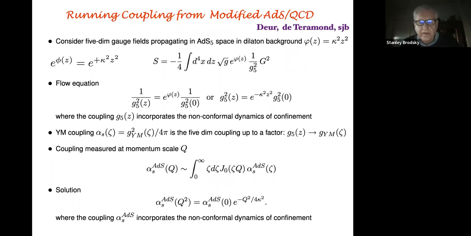One important thing, you can go back to the action in the fifth dimension with this extra e^(κ²z²), that gives you everything. And then that gives you, in fact, the running coupling as a function of z, e^(-κ²z²). When you translate that to our world in 3+1 using light-front holography, you find that you get a Gaussian form for the Q² dependence of the running coupling in QCD.